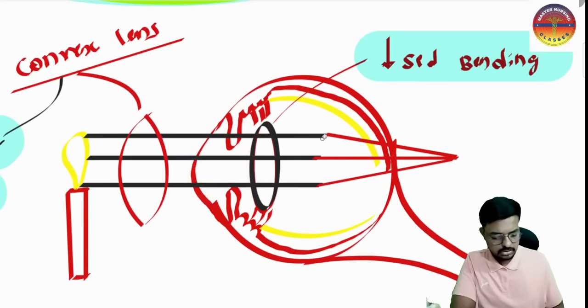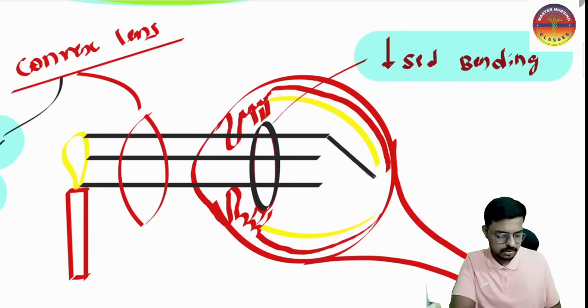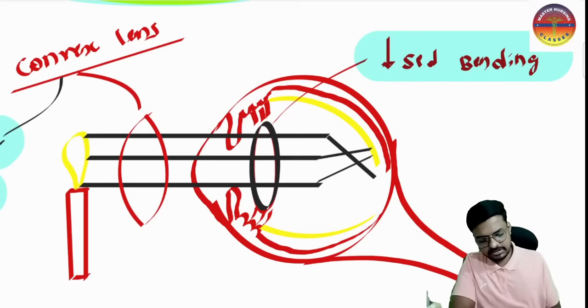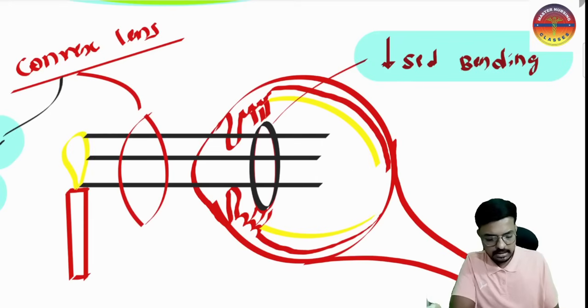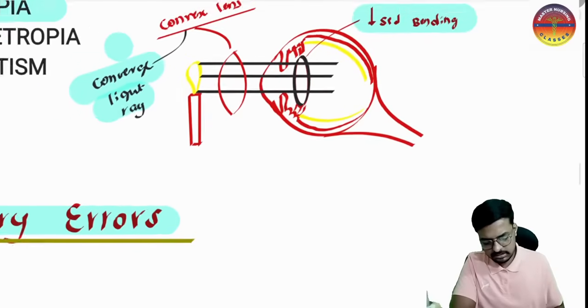It is making the light rays get focused on multiple sides. So this is what we call astigmatism. Astigmatism is a very simple and very important thing to understand: there is an abnormal curvature of the lens and abnormal curvature of the cornea, which is making the light rays get bent in multiple directions.